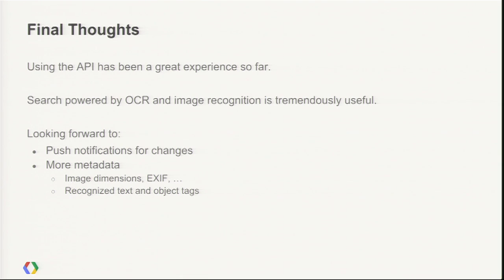Using the API has been a really great experience. I think that the search powered by OCR and image recognition is really, really useful and awesome, and it's great to get that for free. Looking forward to push notifications will be great. Getting more metadata around files, like image metadata, EXIF, and actually getting information from the recognizer is on my wish list. Though there's a lot we can work with now, and it's very exciting to be able to build experiences around this product. So that is all I have today.